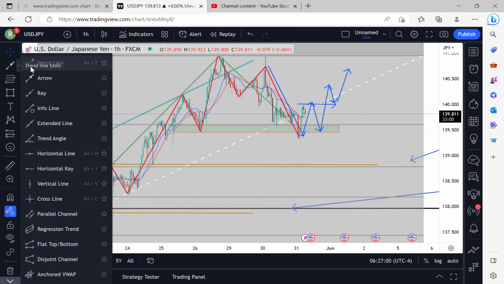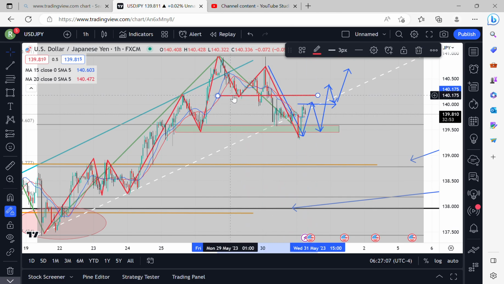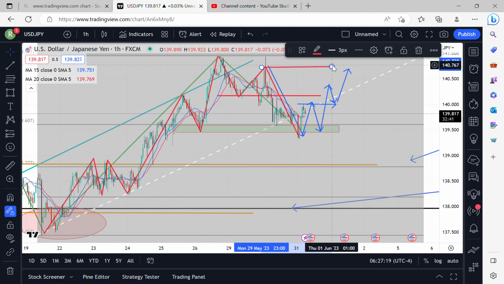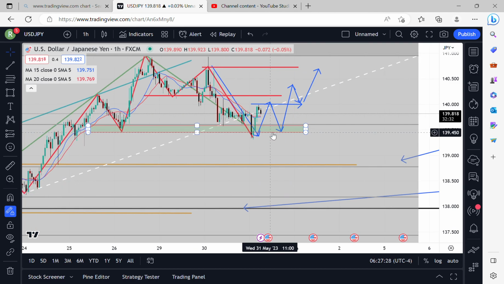of what? This right here. You see this structure right here. It broke that to the downside. So if it comes back up to this, or here, or up to this point here, it's a high likelihood that it could continue down, right? But it just depends on how it happens, how the market sees it.